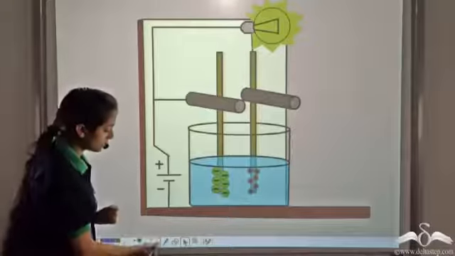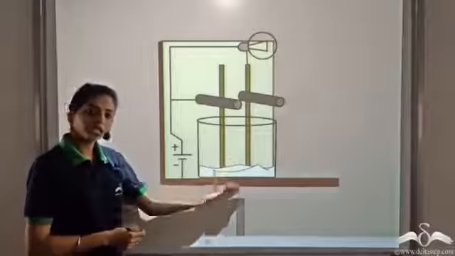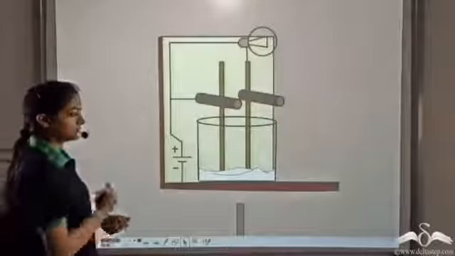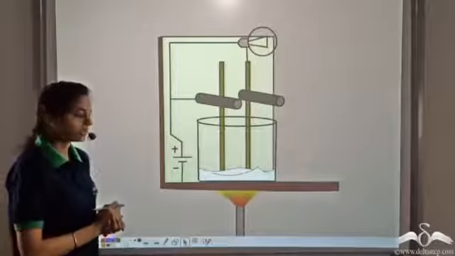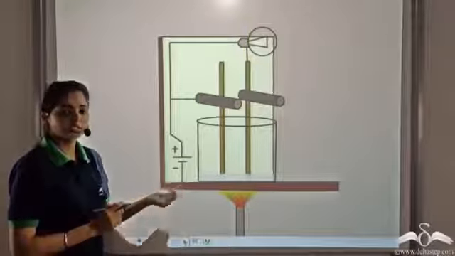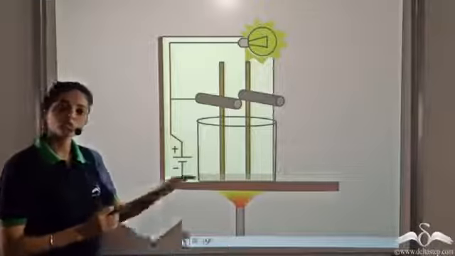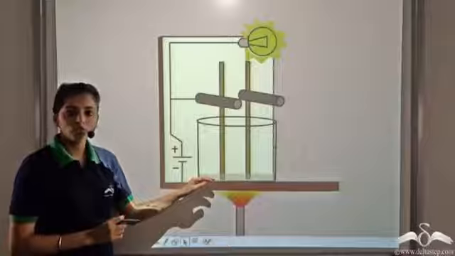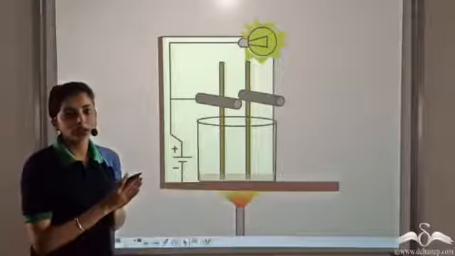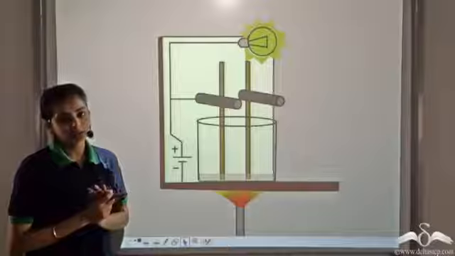Even in the case of molten NaCl, we have solid NaCl, and when we heat solid sodium chloride, we see that it changes into the molten state and the bulb glows again. This shows that molten sodium chloride also conducts electricity. Why is that so? Because in molten sodium chloride, again the sodium ions and chloride ions separate out.